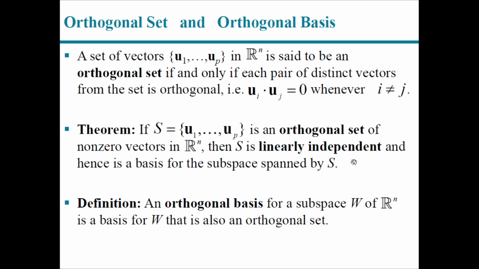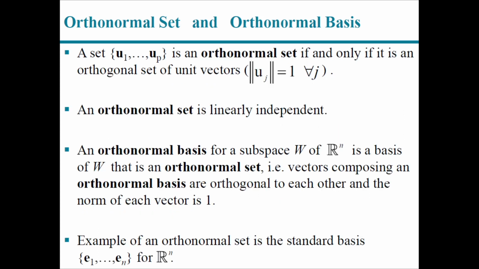What is important is this property here. A set of orthogonal non-zero vectors is linearly independent. That's important. Now I can normalize a set of non-zero orthogonal vectors. Then I will get vectors with norm 1.